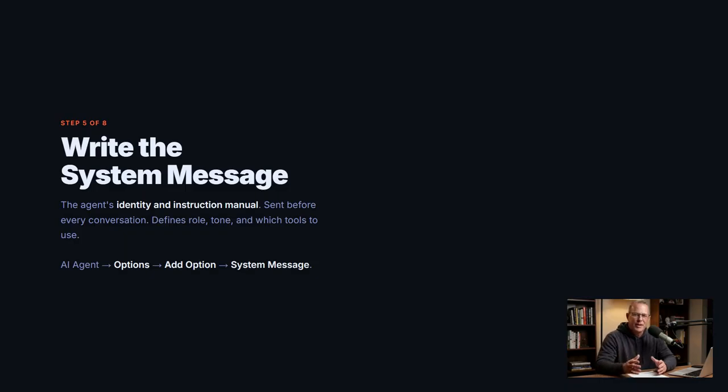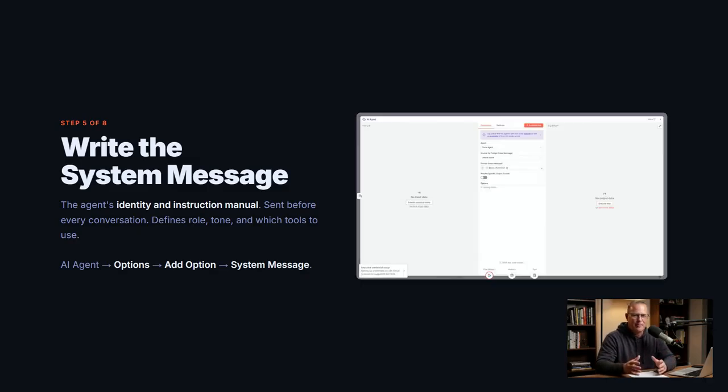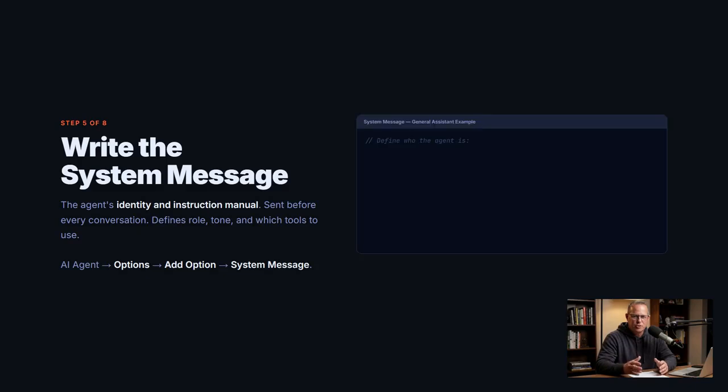This is where you give your agent its identity. The system message, also called a system prompt, is a set of instructions that get sent to the language model before every conversation. It defines who the agent is, what it's for, and how it should behave. Click on the AI agent node. Scroll down to the Options section at the bottom of the Settings panel. Click Add Option and select System Message. A text area appears. This is your agent's instruction manual.